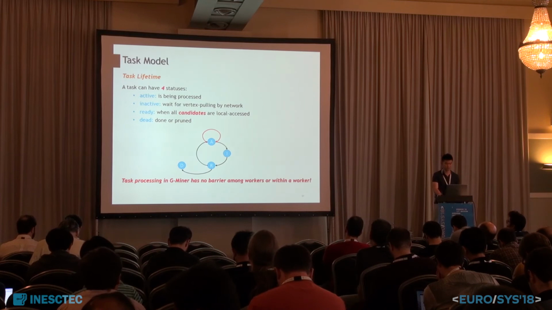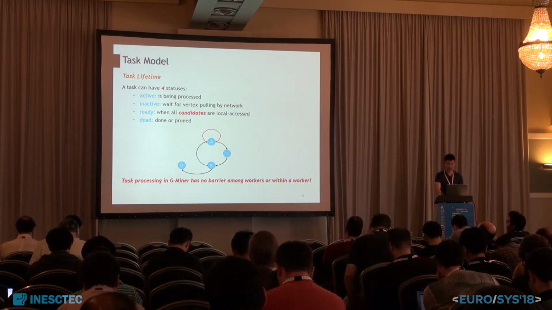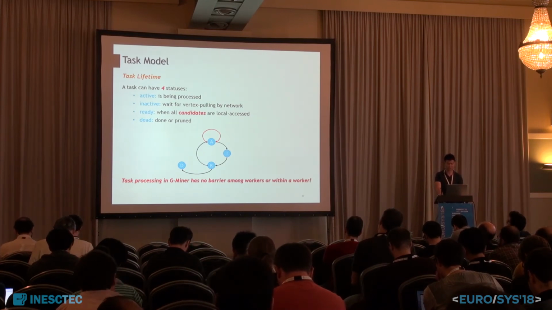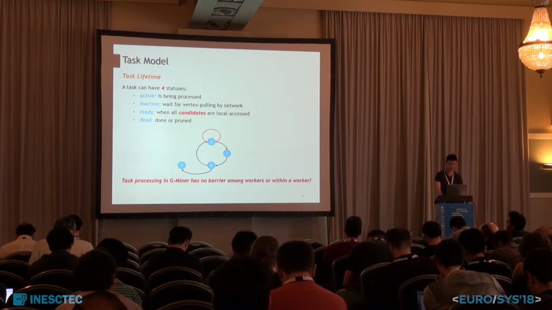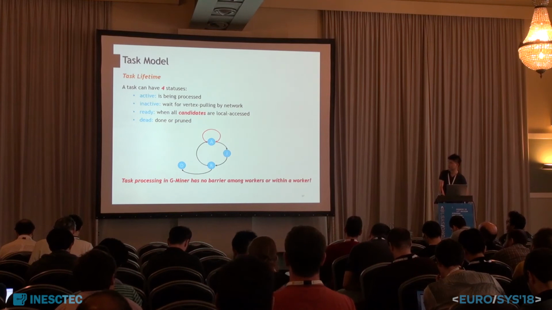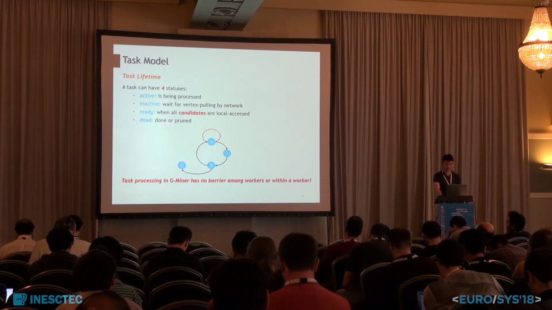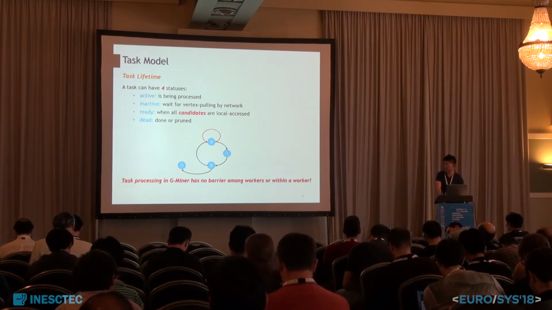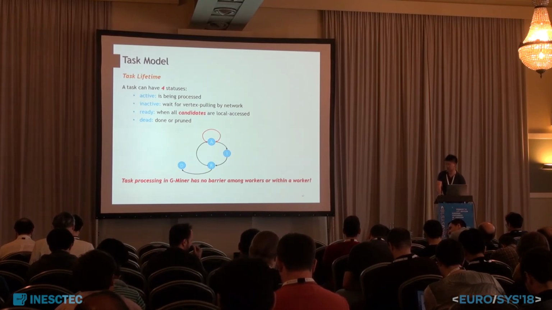For each task, we also have 4 states. Active means this task is being processed. Inactive means this task is waiting for vertex pulling over the network. Ready means the current task and all of its candidates can be accessed locally and are ready for the next round of processing. Dead means this task has finished its job or has been pruned out. So once a task finishes the current round of updates, if it is still in the active state, it can directly keep running until its state converges to inactive. So there is totally no barrier in our system.